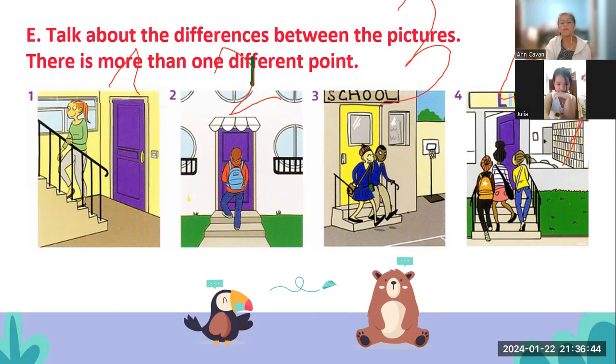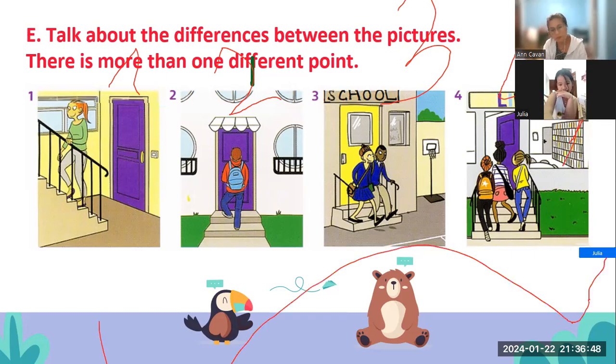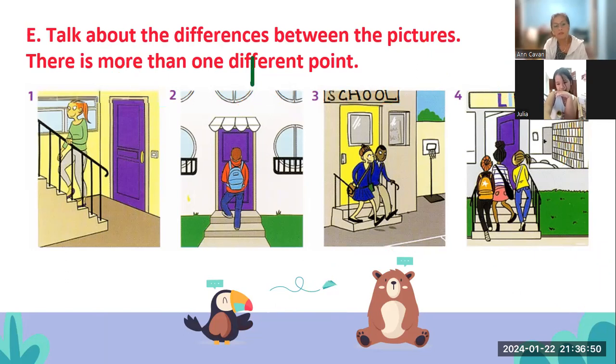Oh, you pick only one. Pick only one, Julia, which is different. Okay, number one, number two, number three, or number four? Look at it. Okay, the answer for number one is?